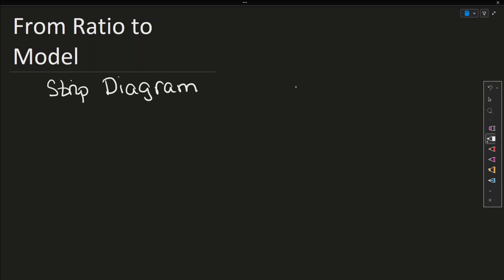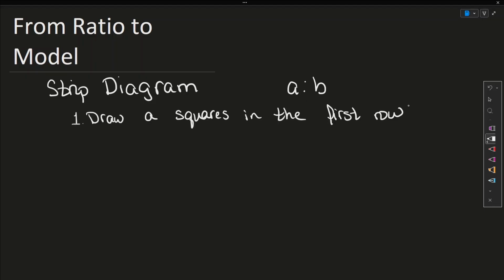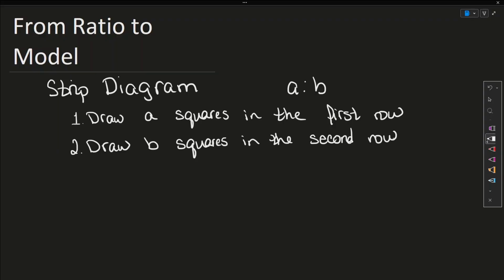Let's suppose we have a ratio A to B. The first step, we draw A squares in the first row. We then draw B squares in the second row. From there, we can figure out what we know, find the size of each square, and go from there.